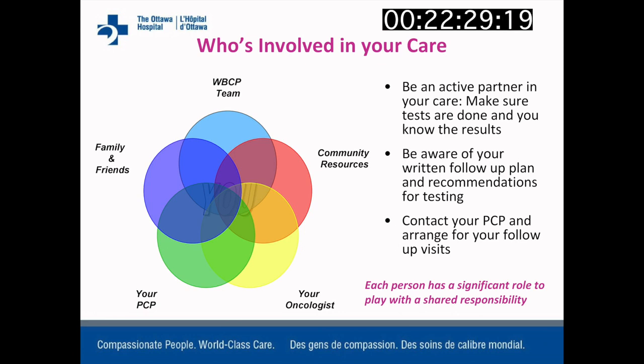And so what we're encouraging you to do is to be an active participant in your care, to make sure that those tests which are outlined on your care plan are completed and that you know the results of those tests. Don't assume that no news is good news. If you're waiting and wondering what the results, for example, of a mammogram are, then be proactive and ensure that you receive the results. Be aware of those written follow-up plan recommendations that are outlined on your care plan, and be proactive to ensure that those follow-up visits take place at regular intervals of time.